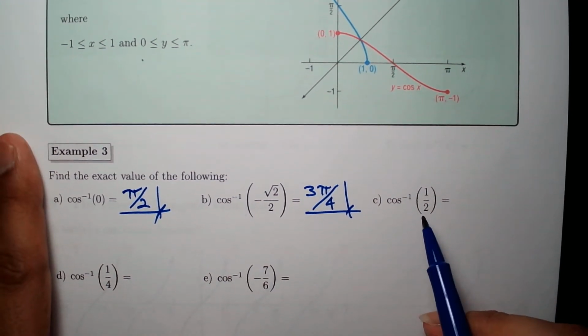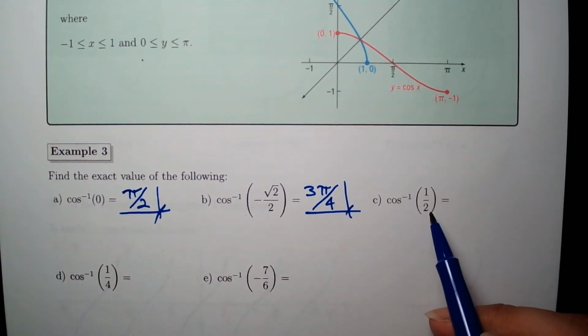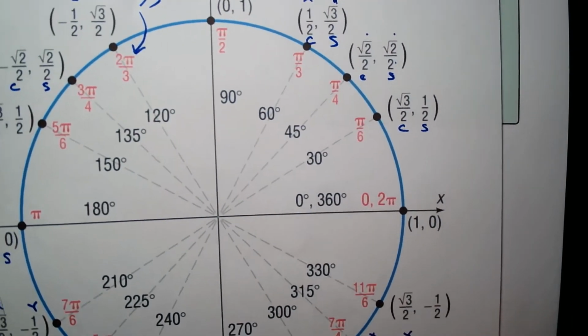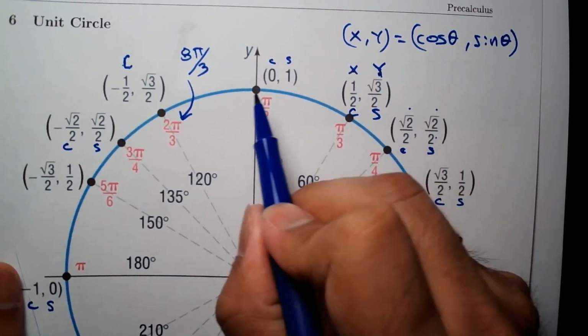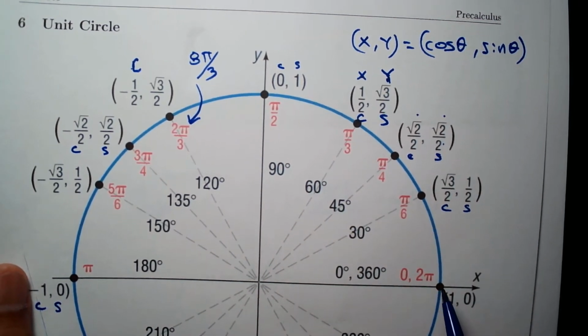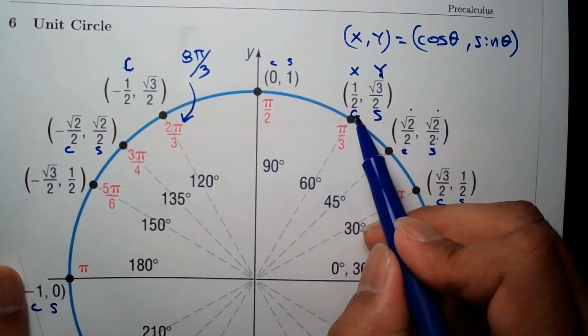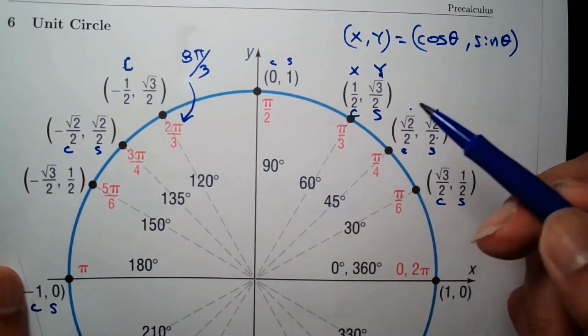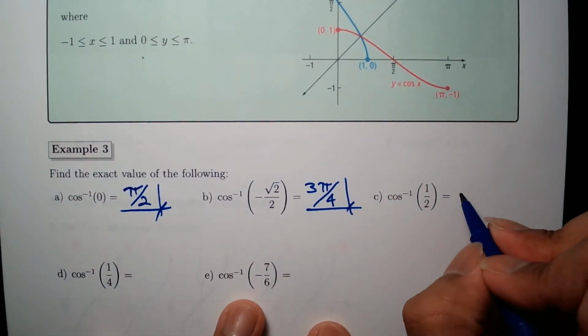What's the angle whose cosine is positive 1/2? Okay, let's go back to the unit circle. I'm going to look for an angle here within this region where the x-coordinate is 1/2, and that's pi/3. All right.